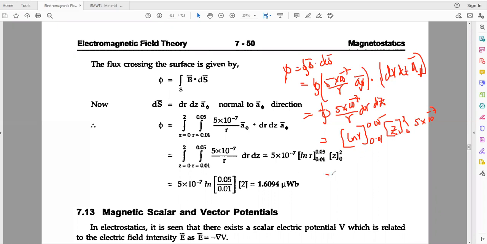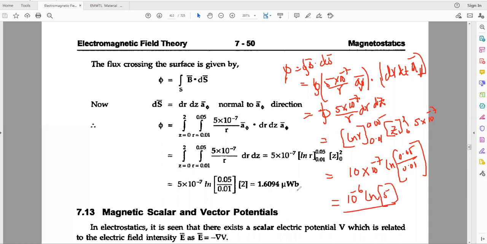Simplify this function: 5 into 10 to the power of minus 7, after taking the upper limit of z as 2, gives 10 into 10 to the power of minus 7 ln of 0.05 by 0.01. Taking both, it is 5 by 1, so 10 into 10 to the power of minus 7 is 10 to the power of minus 6 ln of 5. To simplify this function, ln of 5 is 1.6094, so we get 1.6094 times 10 to the power of minus 6, which is in micro Webers. Got it, my dear students?